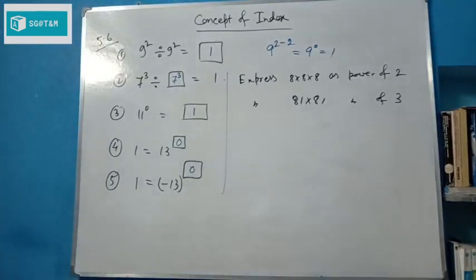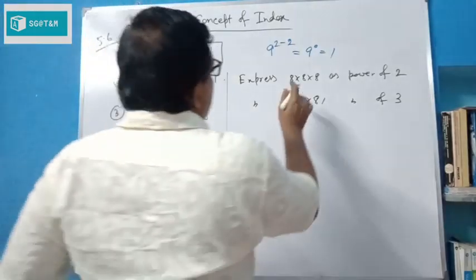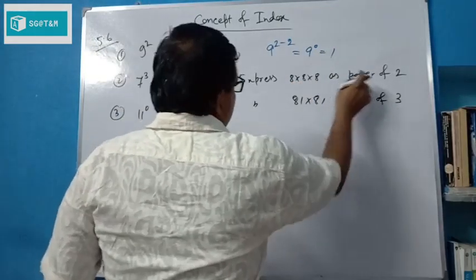Next we write another 2 questions. Express 8 into 8 into 8 as power of 2. And another one, express 81 into 81 as power of 3. 8.5 from your book. So express 8 into 8 into 8 as power of 2.